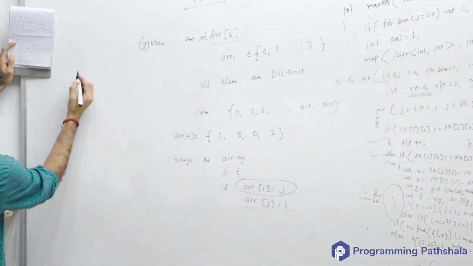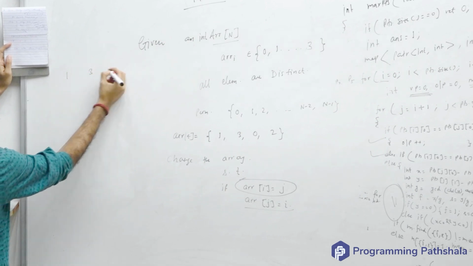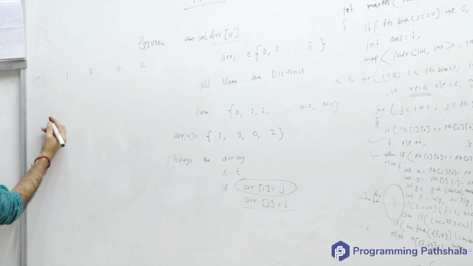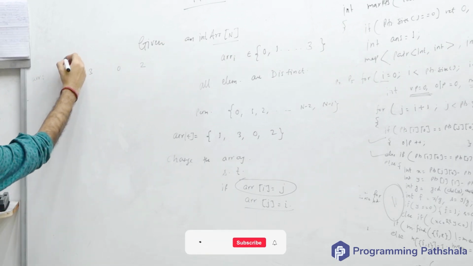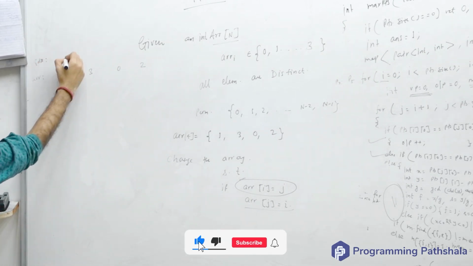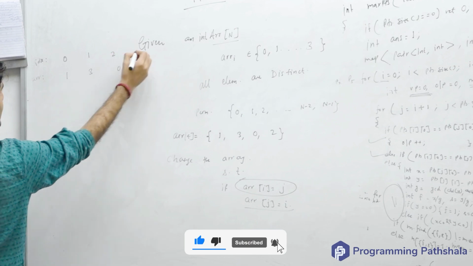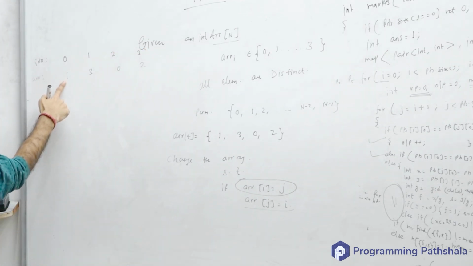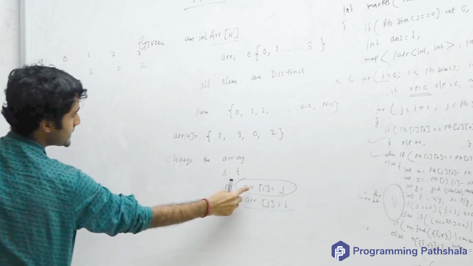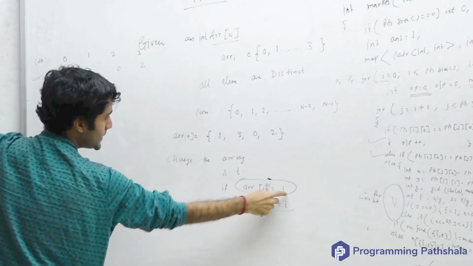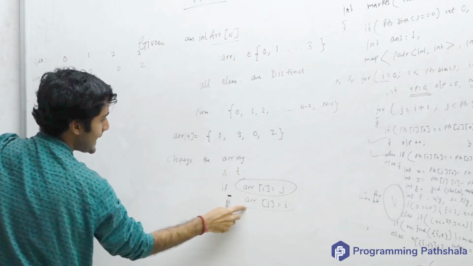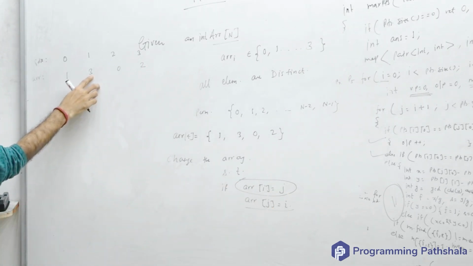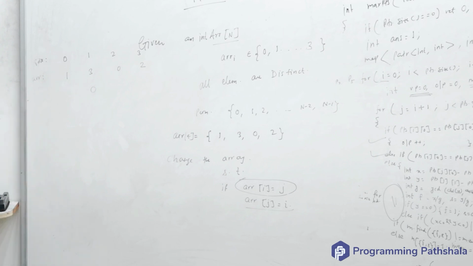If I write these elements here again, 1, 3, 0, 2, let's say this is my original array. Let me write the indices over here: 0, 1, 2 and 3. Array of 0 is equal to 1, so array of 1 should be made equal to 0. And what is array of 1? The element at this position. So this should be transformed to 0.